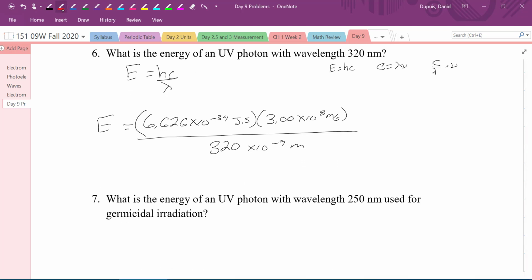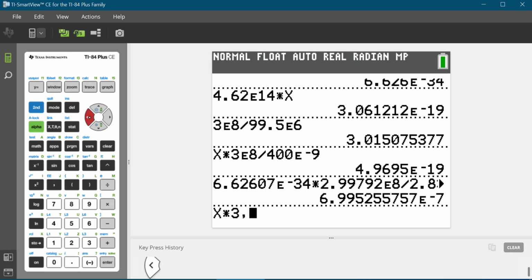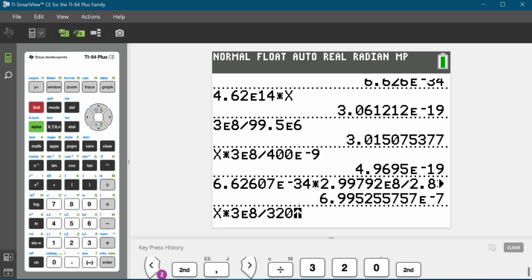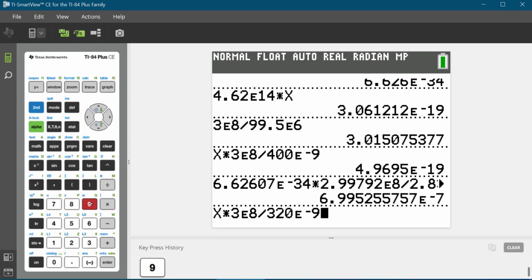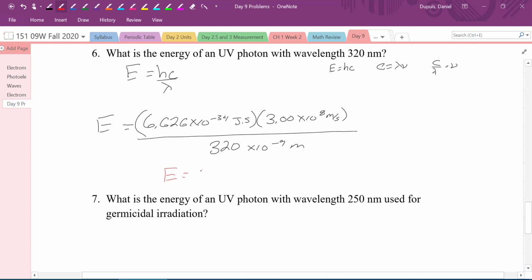All right, so my energy will be h, which I have stored, times 3 times 10 to the 8th. Oh, didn't do that right. Second EE, 8, yep. Divide by 320 times 10 to the negative 9th. 6.2 times 10 to the negative 19th joules. There we go.